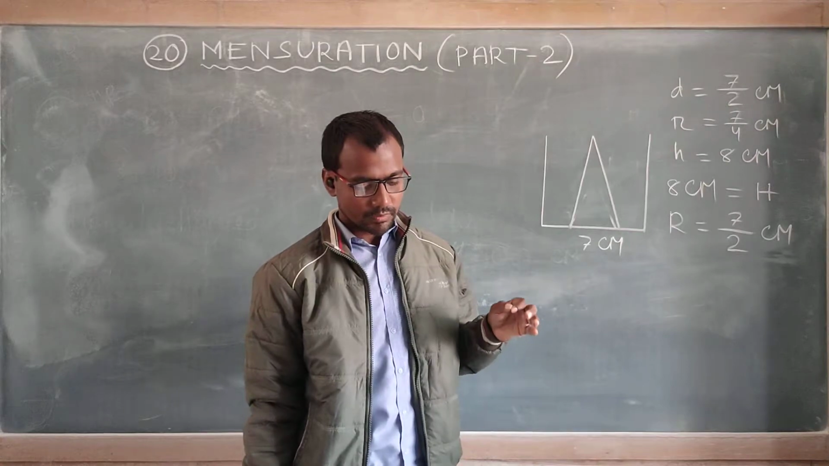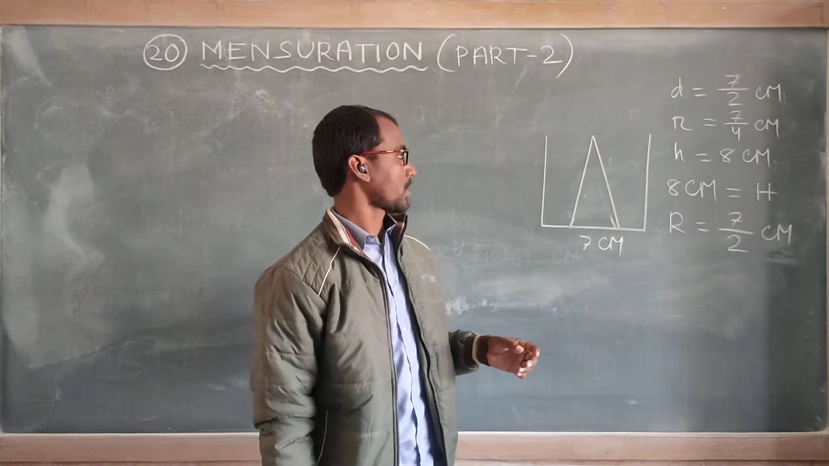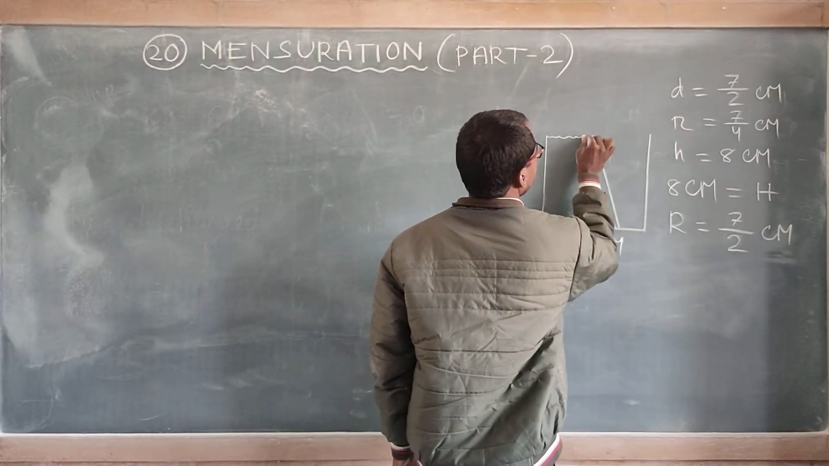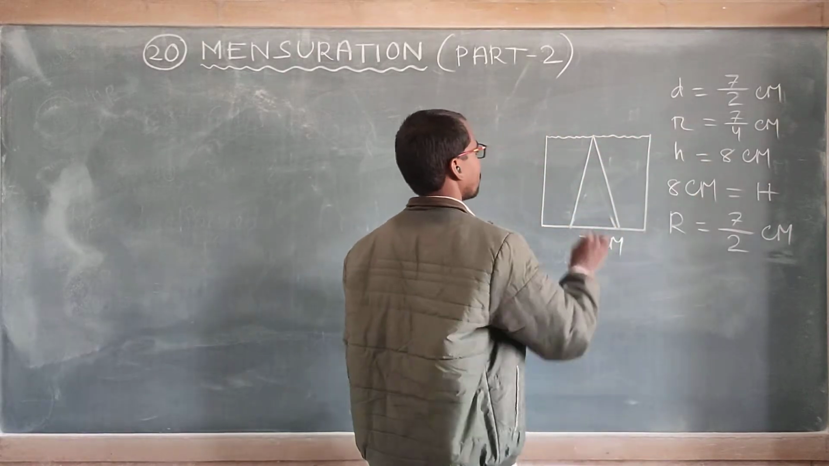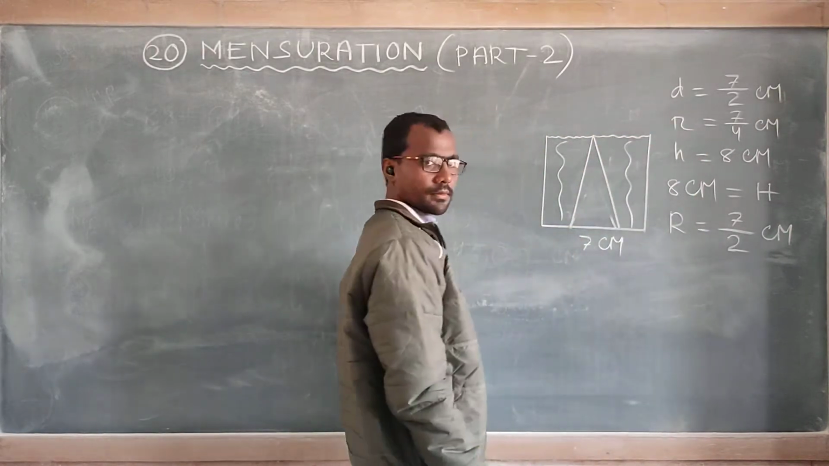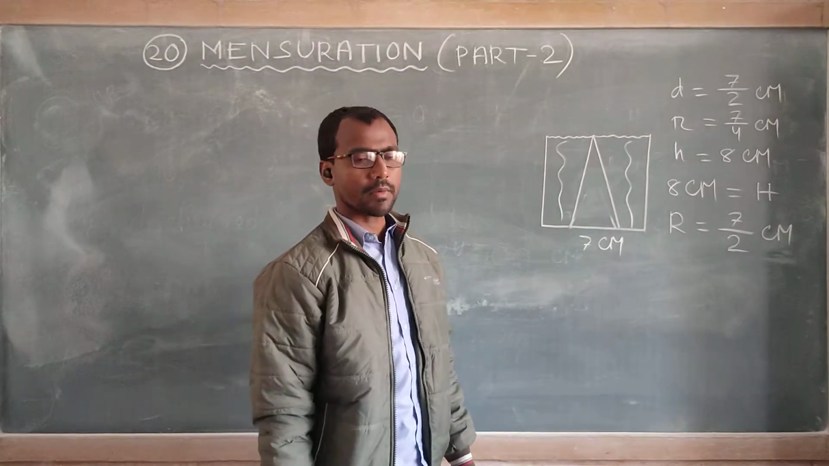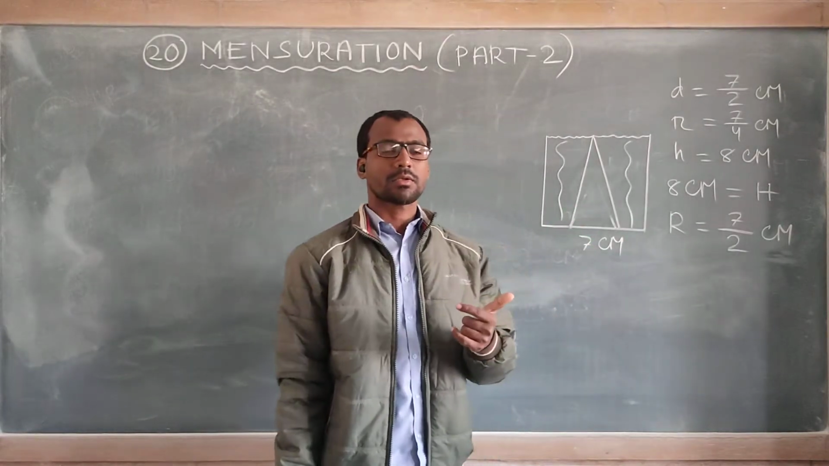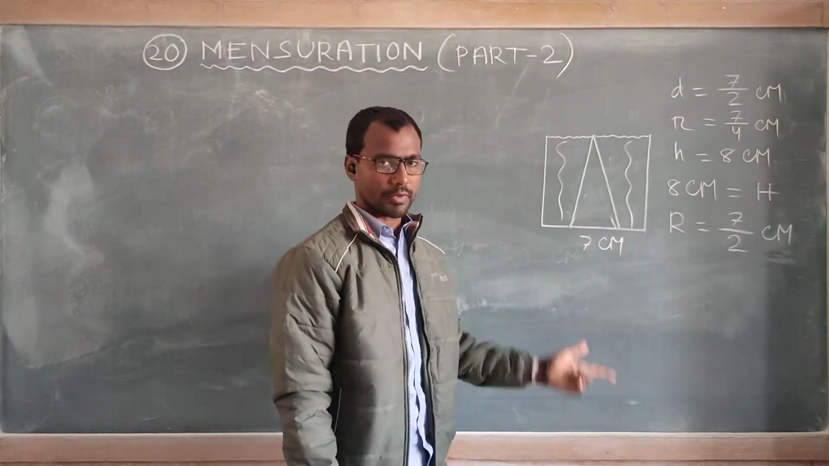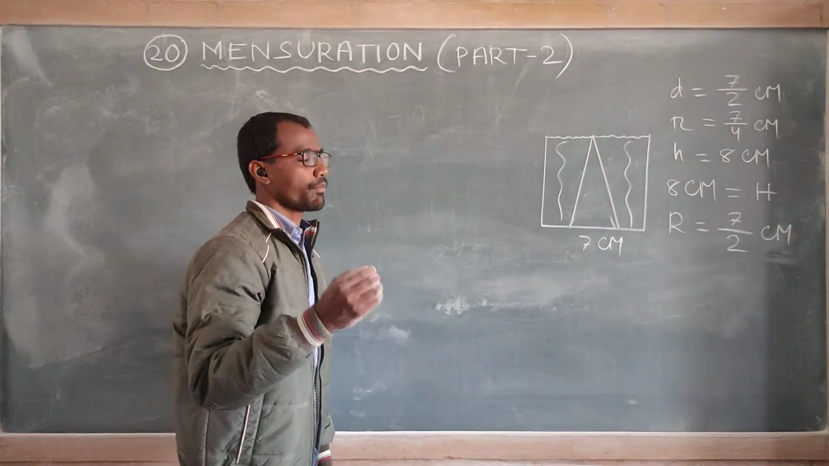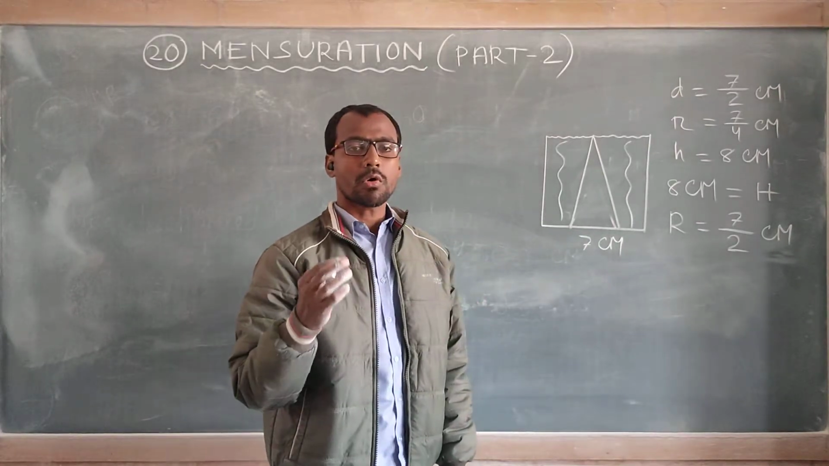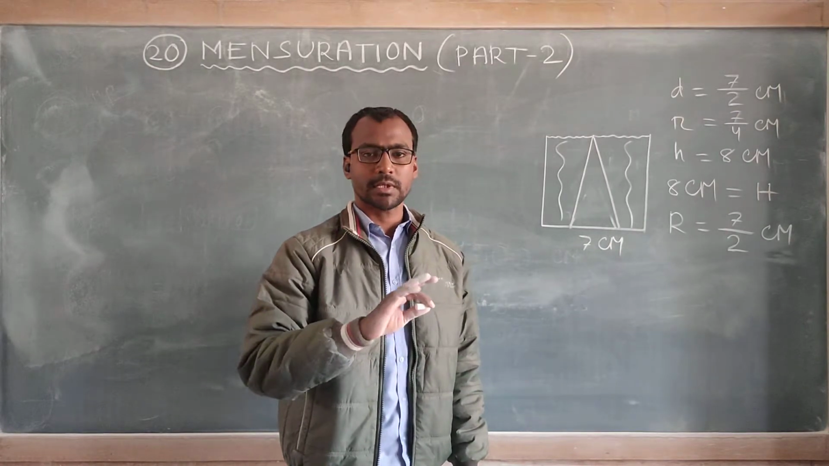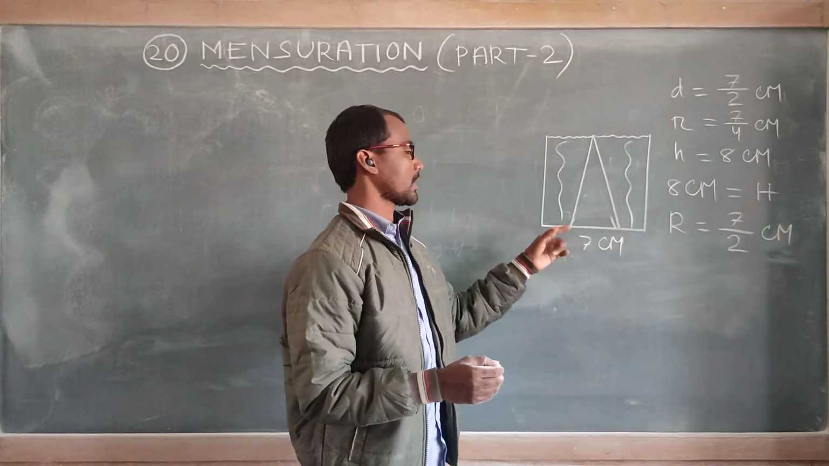Then find the volume of water required to fill the vessel. So we will pour water into this, and the water will fill the vessel completely. So what will be the volume of water required? Definitely the difference in the volume of cylinder and the cone. Because a part of the volume of the cylinder has been occupied by the cone, we cannot say that the volume of water required is equal to the volume of the cylinder.